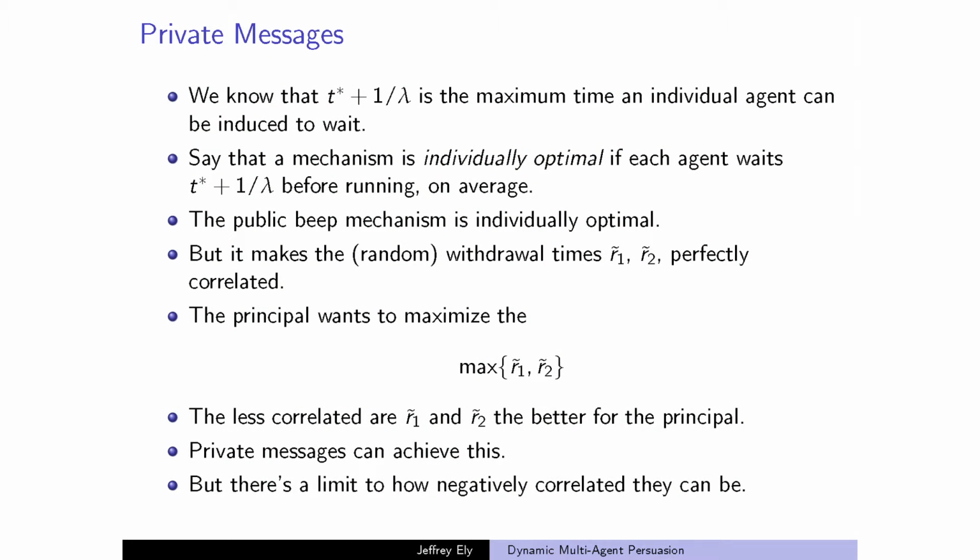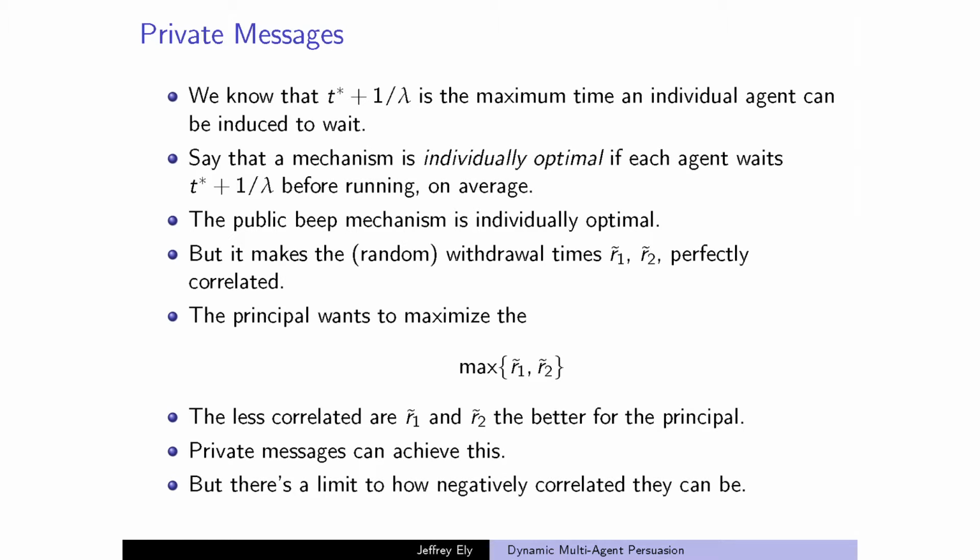Okay, so private messages can do better than this. Let me just give you some intuition for the key benefit of private messages. So we already knew that this is the maximum time that an individual agent can be induced to wait on average. So let's just say that a mechanism is individually optimal if it induces each agent to wait, on average, that long. Okay?